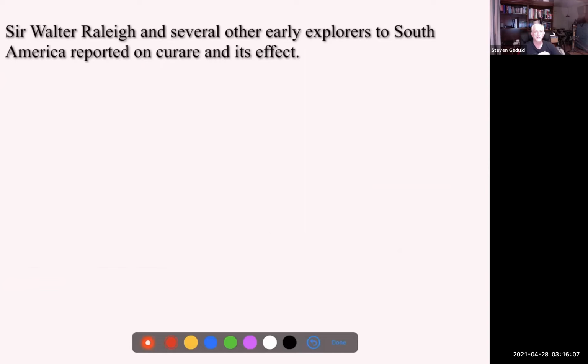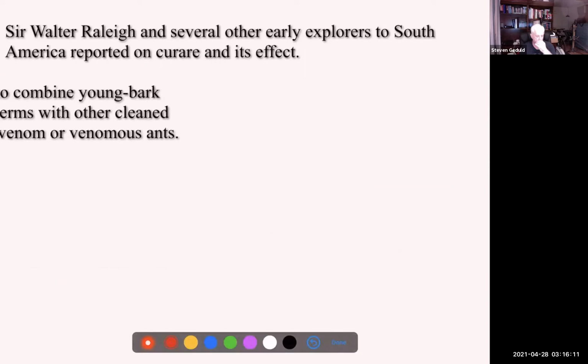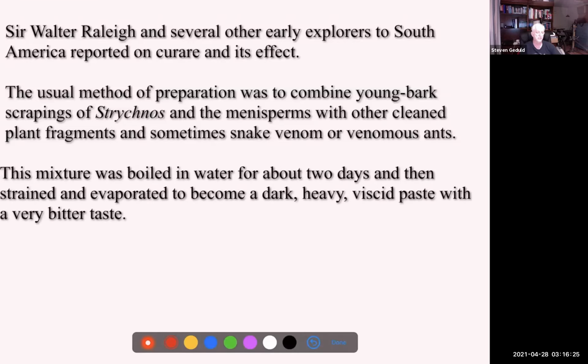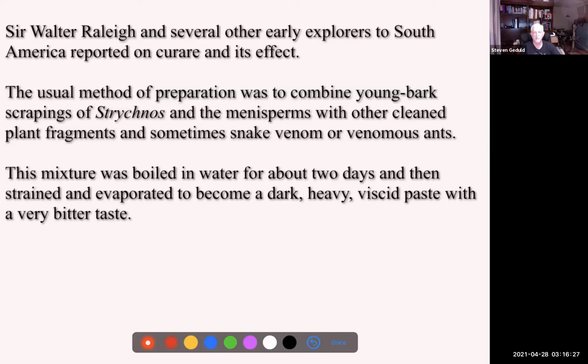Sir Walter Raleigh and several others who explored South America reported on curare and its effect. The usual method to prepare it was to combine young bark scrapings of Strychnos, which is a menispermum, with other plant fragments, and sometimes snake venom or venomous ants. The mixture is then boiled in water for about 2 days, then strained and evaporated to become a dark, heavy, viscid paste with a very bitter taste.